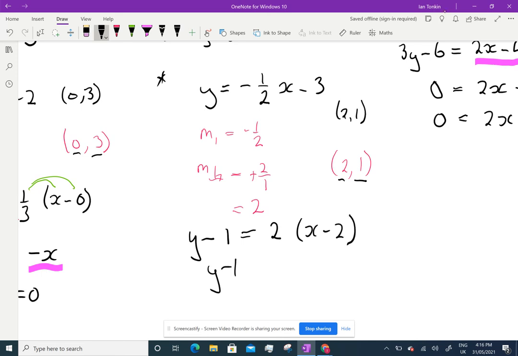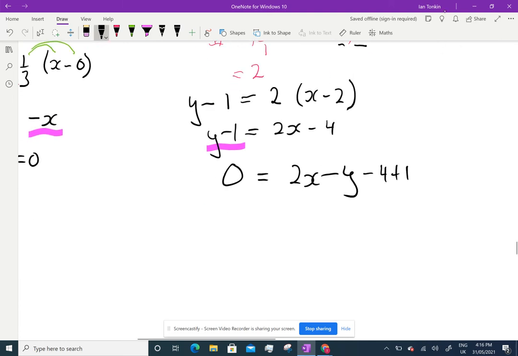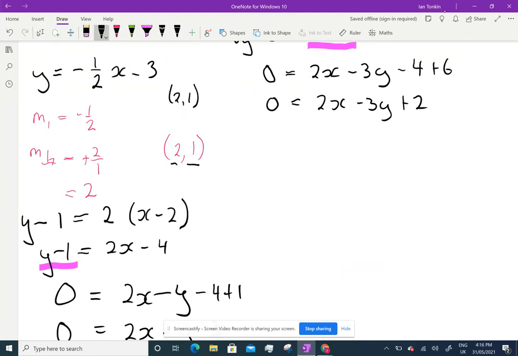There's no bottom here, so I'm going to leave that alone. I'm just going to have 2x minus 4. Because the x is positive, I'm moving all this over, and I'll get 0 equals 2x. I'm going to minus that y, because there's a positive sign in front of it. So 2x minus y. I'm going to add that 1, so minus 4 plus 1. That gives me 0 equals 2x minus y minus 3. Let's do one more. Let's make it positive.